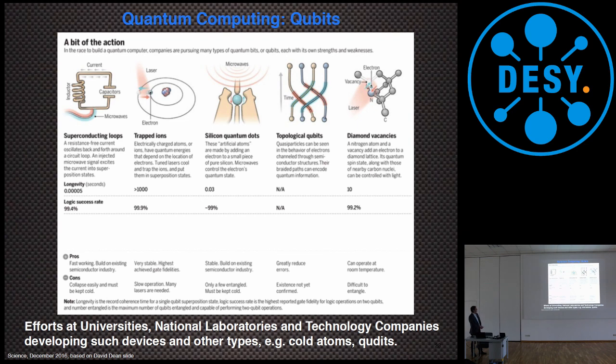For instance, this corresponds to the lifetimes of these qubits, and you see they span orders of magnitude. And then you have the logic success rate, which is all above about 99%. The one here that's non-applicable is because topological qubits haven't been demonstrated yet. Each of these qubits has different characteristics, so different scientific applications might make use of different types of qubits and different architectures to their benefit.